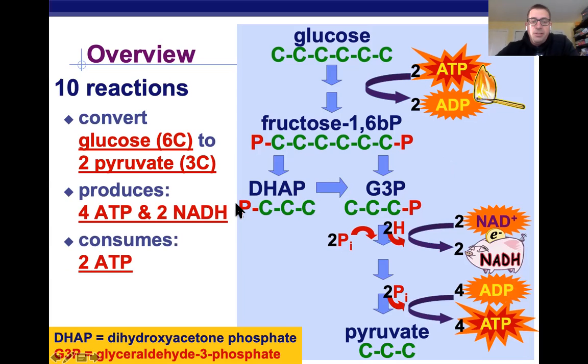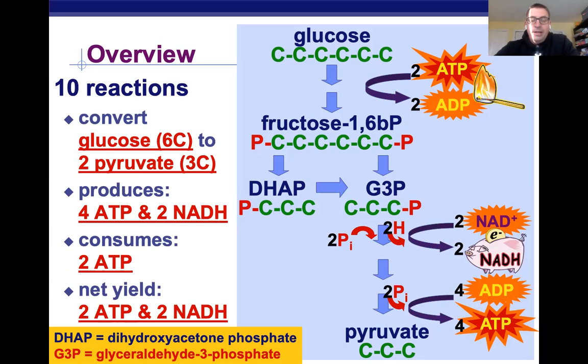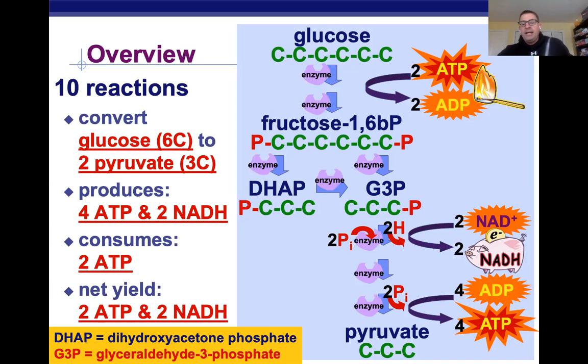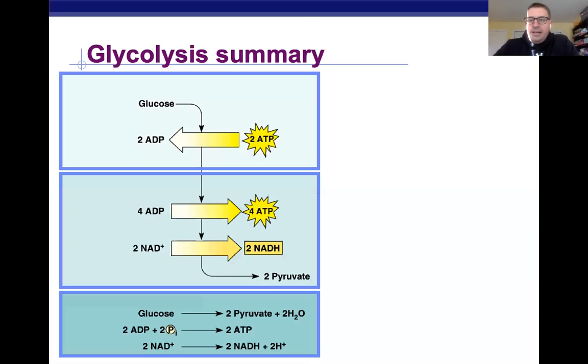Remember, we use 2 ATP at the beginning, so we get a net gain or net yield of 2 ATP and 2 NADH in the end. Now, of course, all these steps are catalyzed by enzymes. None of these steps occurs in a vacuum or all by itself or spontaneously. It would be naive to think these happen spontaneously.